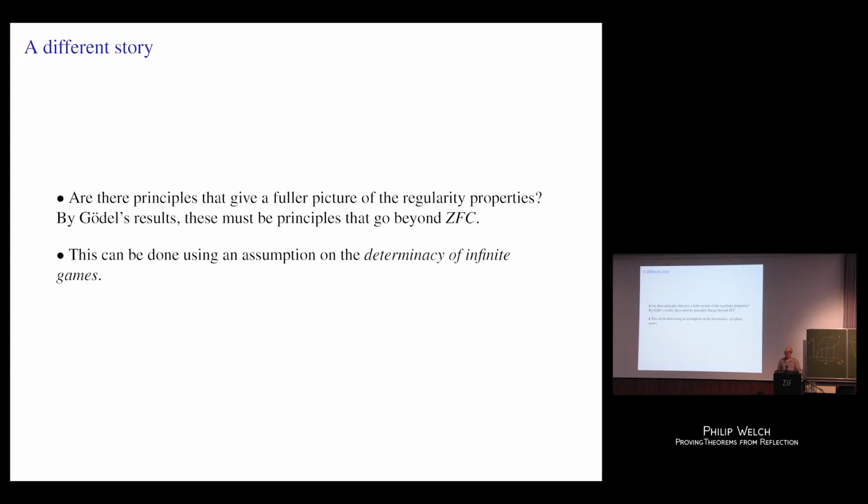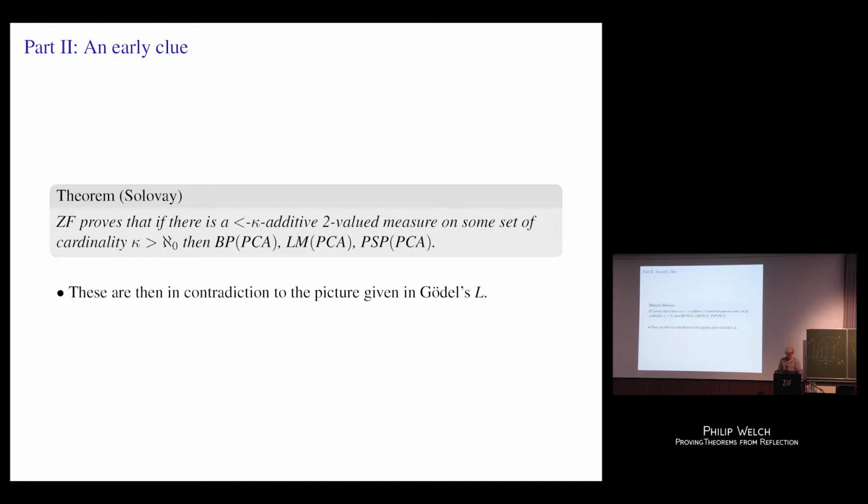Now, there's an early clue to this, a result of Solovay's. Right? So if you recall where we were getting failures of Lebesgue measure, for example, was at the PCA level in the Gödel universe. What Solovay showed is that if you've got some non-principal ultrafilter on a large set, or if you like, a less than kappa additive two-valued measure on some uncountable set, some uncountable kappa like this, then actually you'll get the Baire property for PCA, Lebesgue measure, and this perfect subset property.